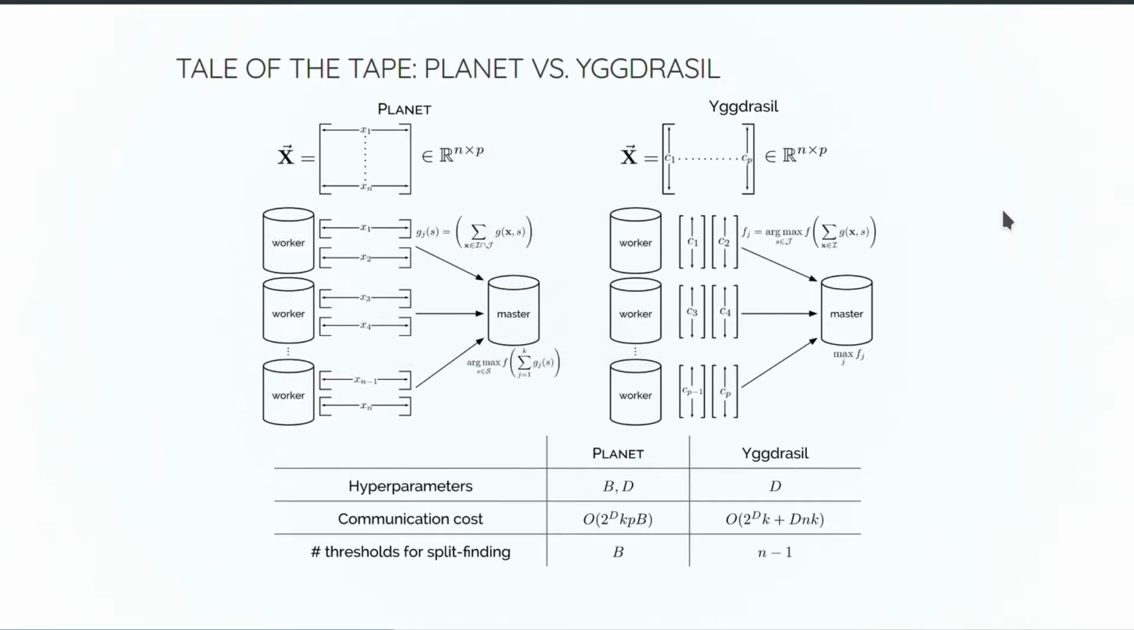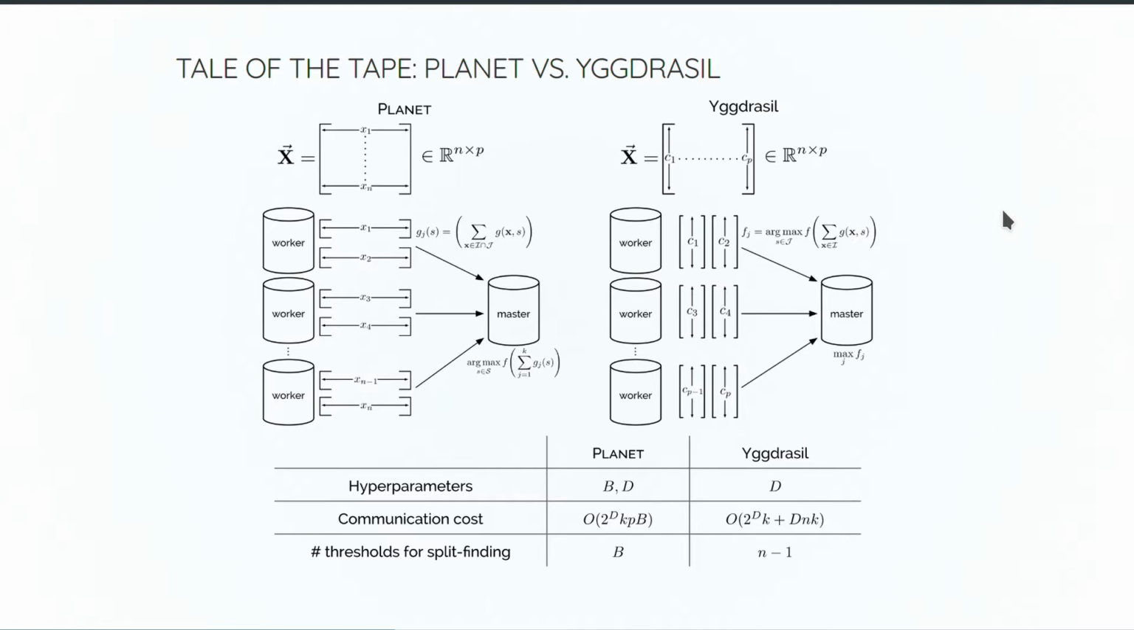So let's look at these two things side by side. On the left here, you've got PLANET, partitioning by data instance. And on the right here, you've got Yggdrasil, partitioning by feature. The algorithms are very, very similar. The only distinction is instead of sending back summary statistics here, you're sending back the single best split that I already computed on this worker. And instead of computing the split here that gives you the highest purity or information gain, over here, you're just picking the best split because all you're sending back is the best split.